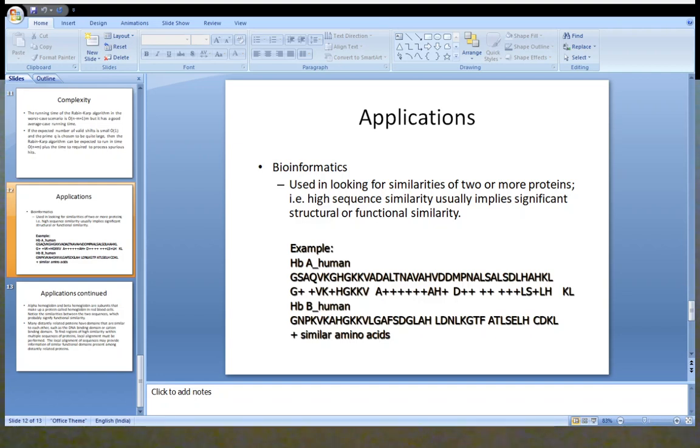proteins also. So that's all about the Rabin-Karp algorithm, and it is much better than the brute force approach. Its complexity is roughly O of n minus m plus 1 times m, and it is very efficient. So that's all about this. Thank you.